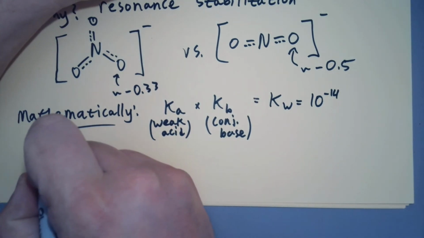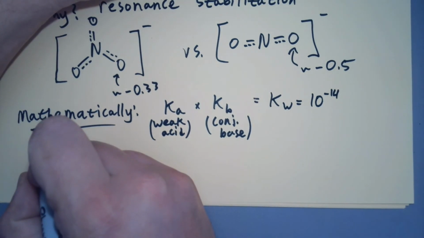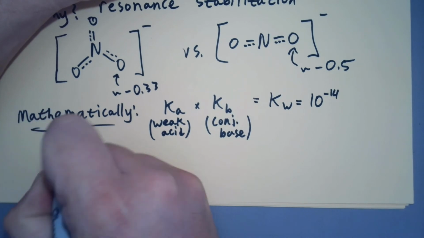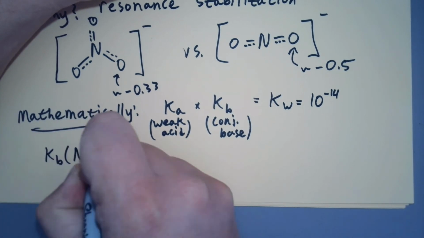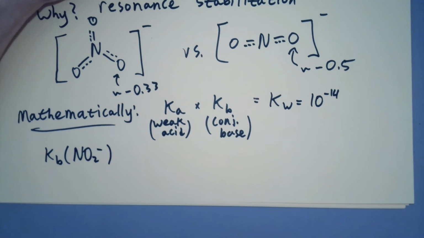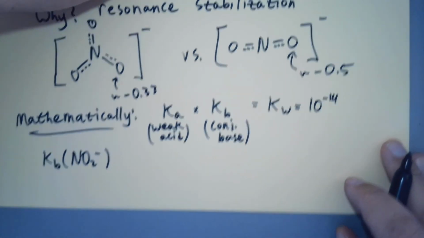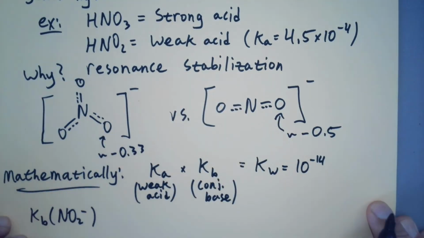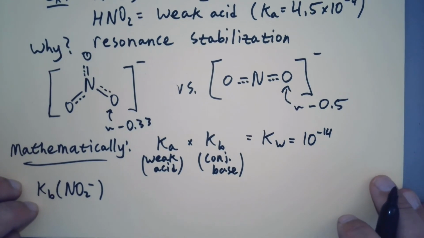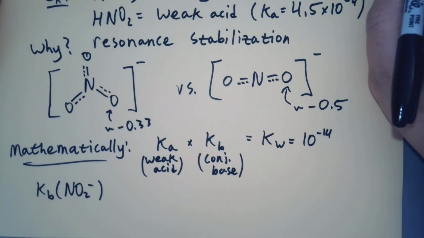Now, if we look at Kb for NO2 minus, we have everything we need to calculate it. Okay? We've got our Ka value up here. Oh, you thought I just wrote it for fun earlier? Ha! There was a reason. There's always a reason I do everything, even when there's not.